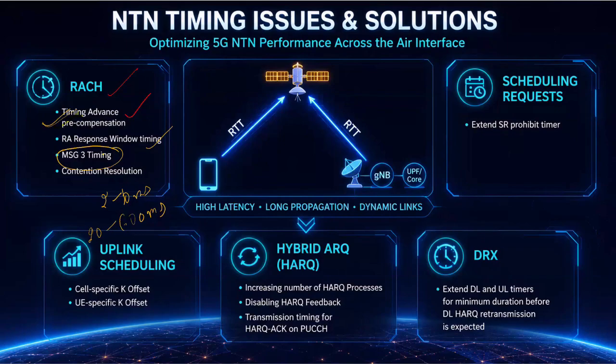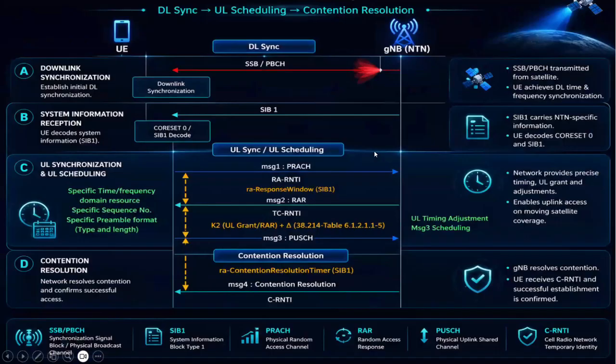After that, we have contention resolution. So I have added this slide just to recall these 4 steps which are used in the random access. I know everybody knows these 4 steps, but just to recall.